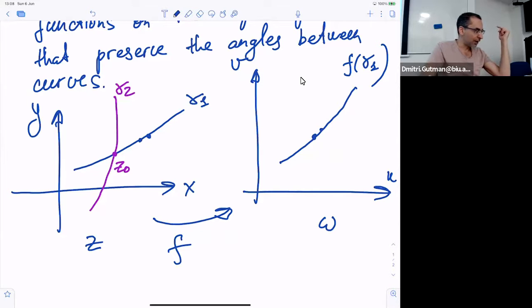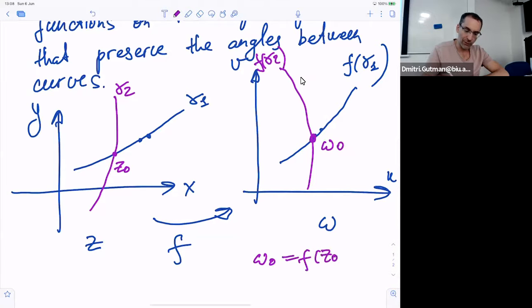Then I do the same trick with the curve gamma 2. I apply the same transformation to this curve. So gamma 2 under this transformation will go into a different curve, and it will be an image of the curve gamma 2. And this is the crossing point, let's call it W0. And W0 is obviously an image of the point Z0. So we started with two curves on a Z plane. We applied the transformation F that mapped them onto the W plane. And then I'm saying that there is an angle between curves that is being preserved in this transformation.